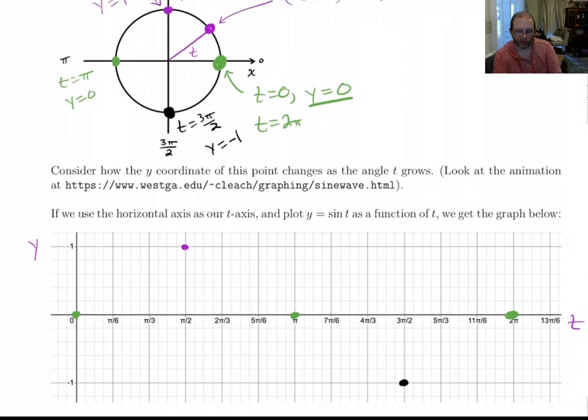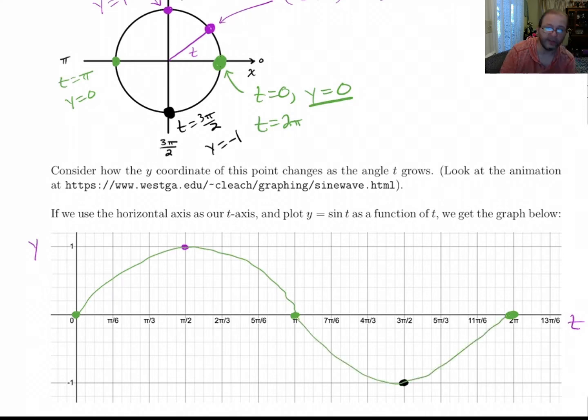And so we get these 4 points, or 5 points. And I can connect these with a smooth curve. Connect these with a smooth curve, and I get this shape, which is one period of the sine wave. Now, if I let this continue to go around, it'll just continue and make another sine wave over here. And if I start here and go backward, it makes another wave back here. So that's where the sine wave comes from.